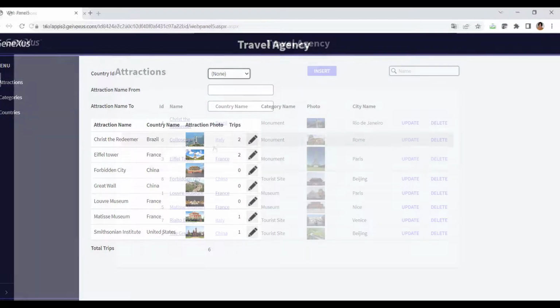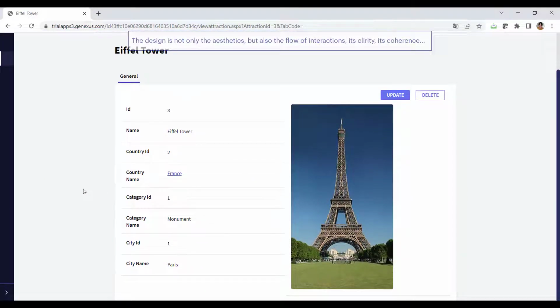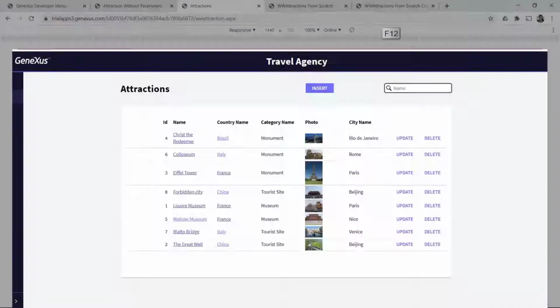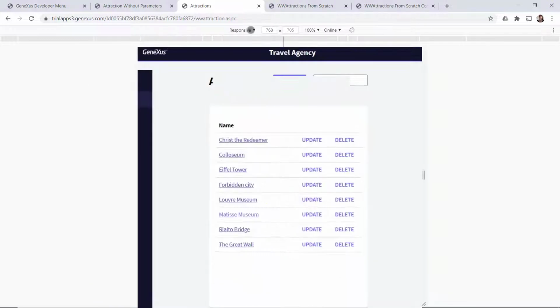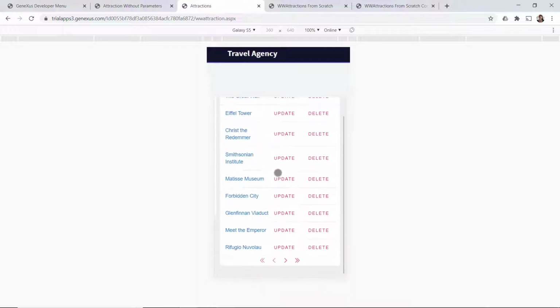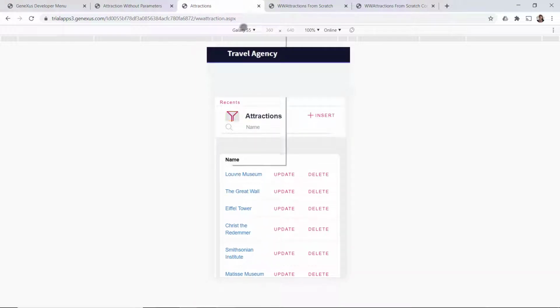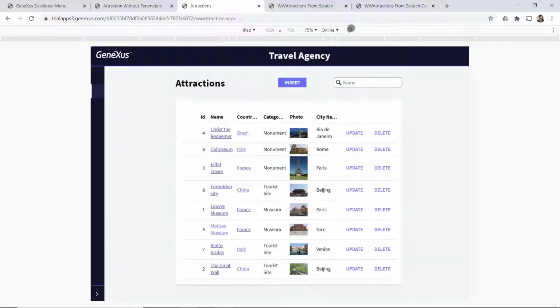This means that the design includes not only aesthetic aspects, but the flow of interactions as well, including clarity and coherence. And all this applies to the various screen sizes and the different platforms. For example, such as Android phones and Apple tablets, among others. The application should look the same and stay uniform in any screen. That's why we not only talk about user interface, UI, but also, in a broader sense, about user experience, UX.